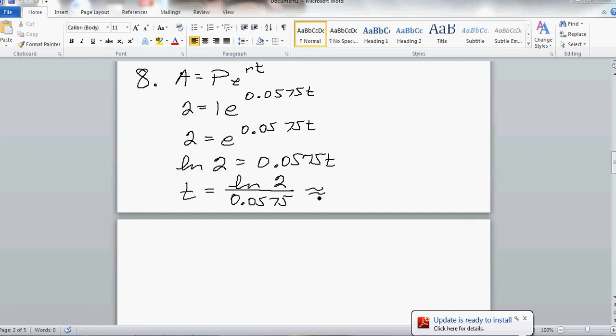Now remember that t is in years. And so we're going to take the natural log of 2 and divide by 0.0575. And that will equal, it says 3 decimals, 12.055 years. Takes a little bit of time, even being compounded continuously.